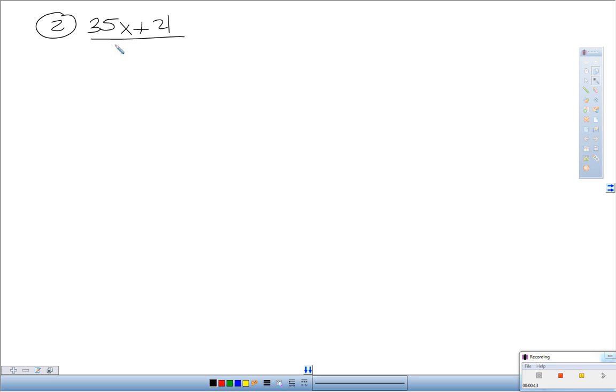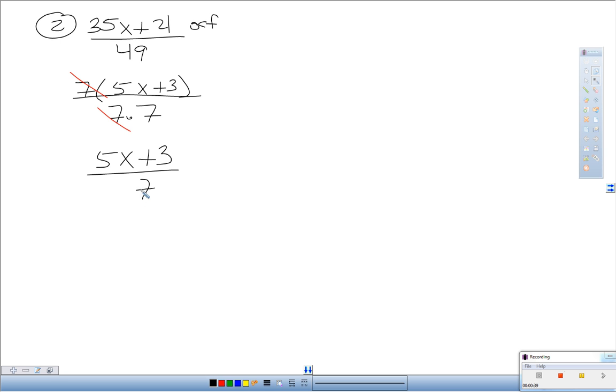All right, guys, so we're going to start with number 2 that's on the review packet. For number 2, you've got 35x plus 21 over 49. What it wants you to do is simplify each expression. So in the numerator, I noticed I do have a GCF. I can divide by 7, and that'll leave me 5x plus 3. In the denominator, 49, I know that's 7 times 7, and so the 7's cross out, and that'll leave me 5x plus 3 divided by 7. And that will be my answer for number 2.